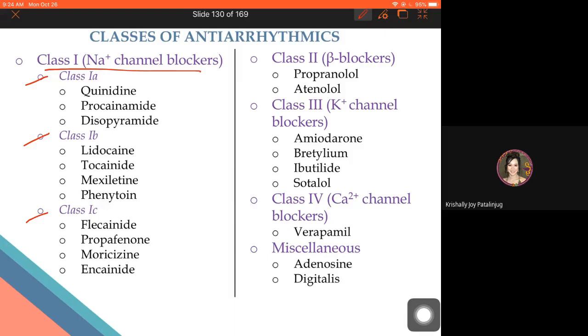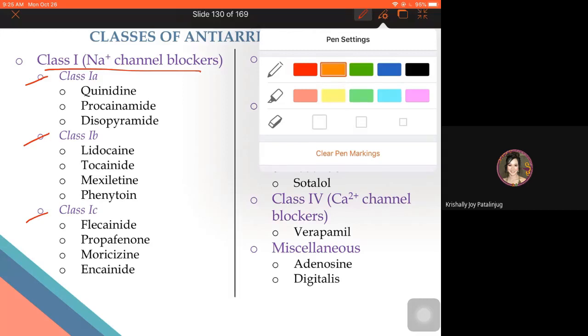For class 1A, specific examples are disopyramide, quinidine, and procainamide. For class 1B, we have lidocaine, tocainide, mexiletine, and phenytoin. And for class 1C, we have flecainide, propafenone, moricizine, and quinidine. There are numerous agents under class 1, so we also have suggested ways to memorize these drugs.